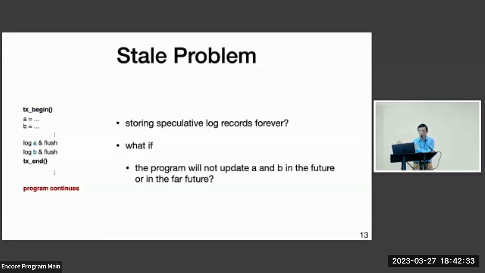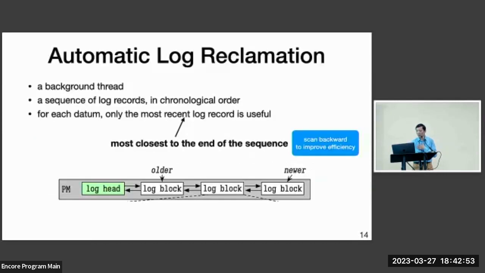Now, fancy instructions actually are the major reason for the large slowdown overhead. But to do this, we would need to maintain multiple copies of those old values of some variables. And that's called a stale problem. Some logs actually become out of date, but still we have to keep them. Now, how to solve this problem? We introduce an automatic log reclamation.